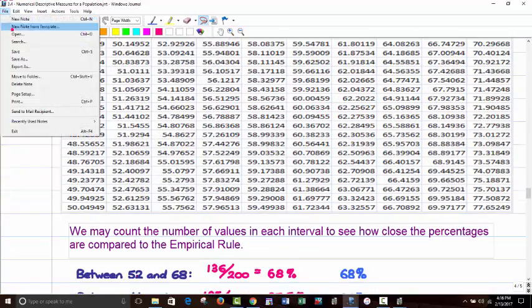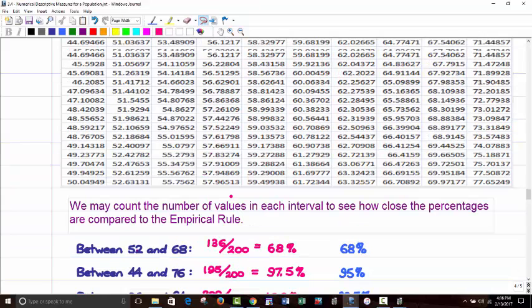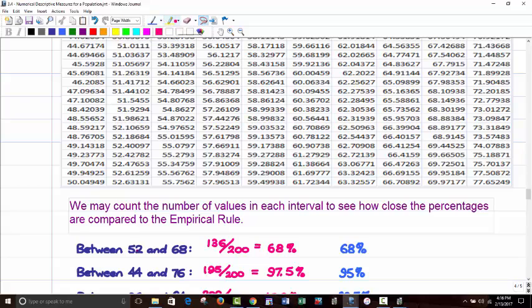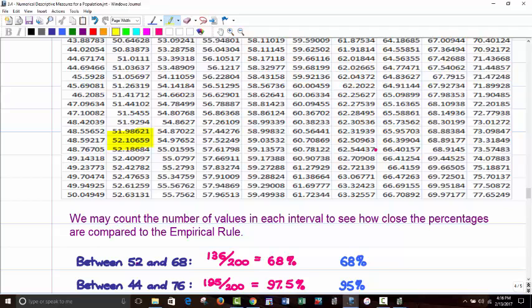So there's 200 numbers, and you go through. I'm going to skip the part where you count. You'll see there's 136 numbers, and the way I counted this was between, just to show you this first one, 52 and 68. I don't round the numbers. I would be looking for the first number that's slightly above 52. So I would not use this 51.98. I would have used the 52.10659. Then the upper end, I would stop at the closest I got to 68 that was still below it, which in this case would be 67.98, because the next number is above 68, so I wouldn't use it.